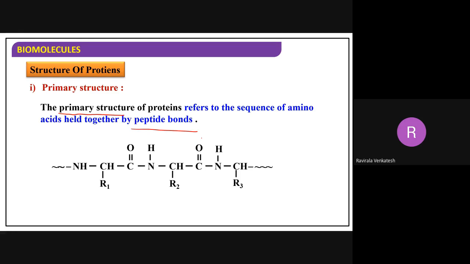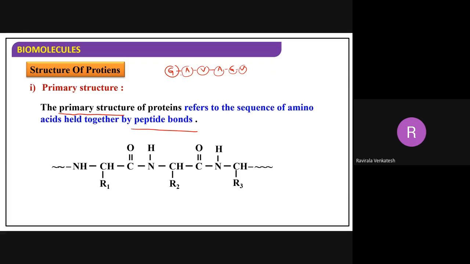Any protein, whether it is keratin or albumin, we cannot change the primary structure. Now, what is primary structure? For example, I am writing glycine, next alanine, next valine, again alanine, glycine, valine. This is what these polypeptides are made up of: glycine, alanine, valine, glycine, valine, like that.